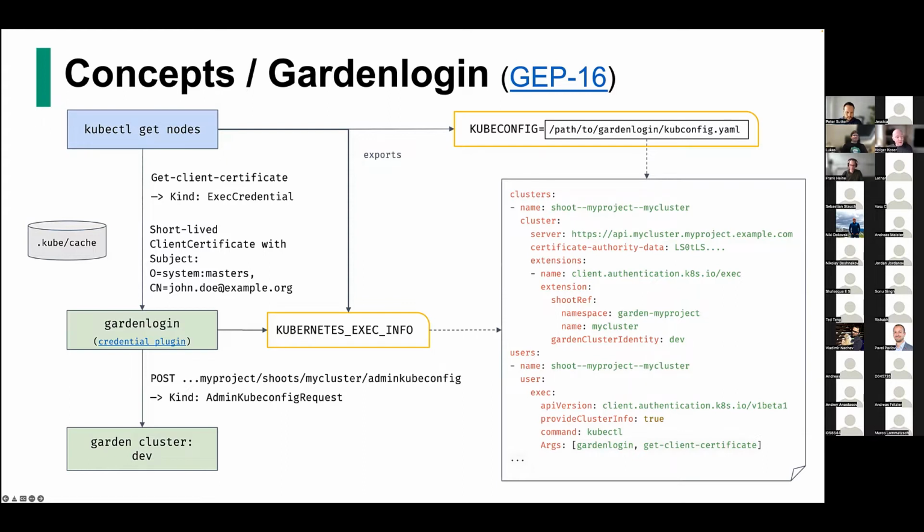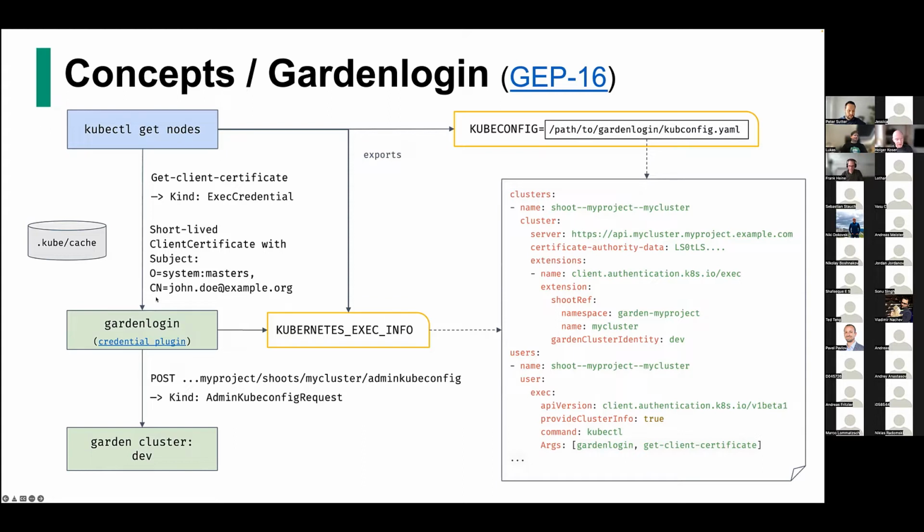And this more or less contains a client certificate, which is then stored in the cache and used by kubectl in order to authenticate to the API server of the cluster. And in the client certificate, the organization contains the group information and the common name contains the user information.